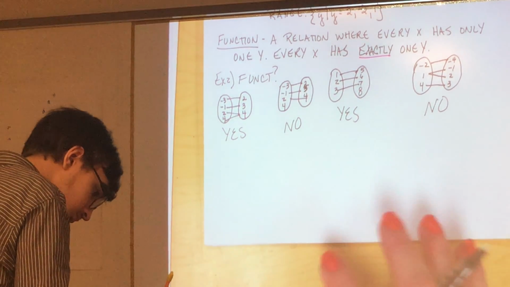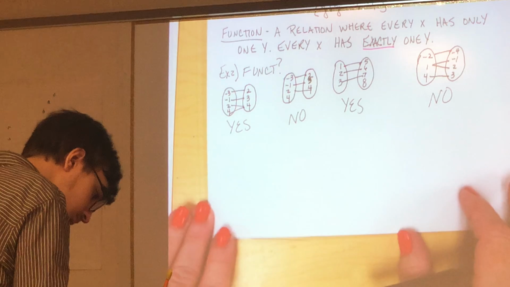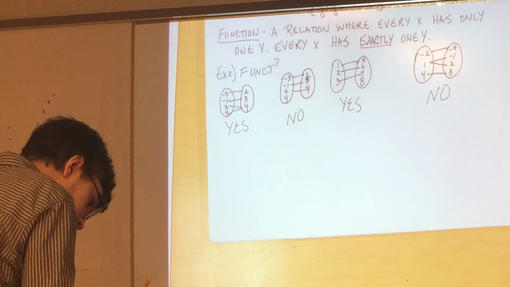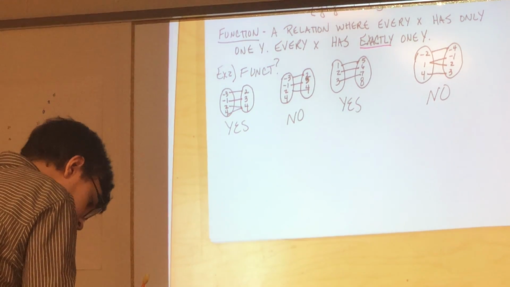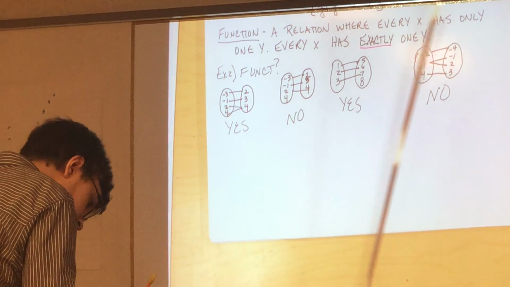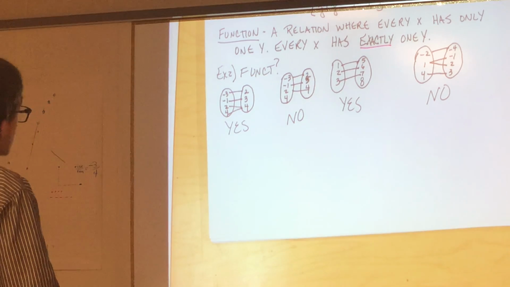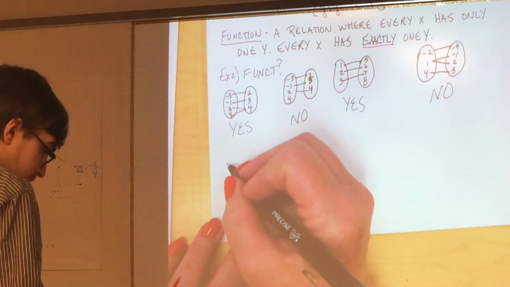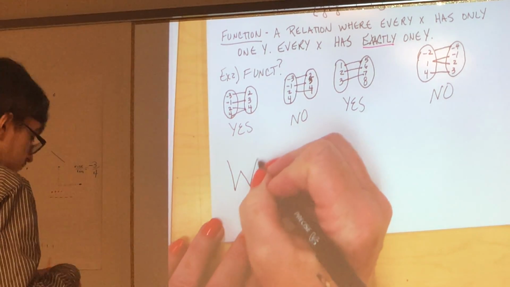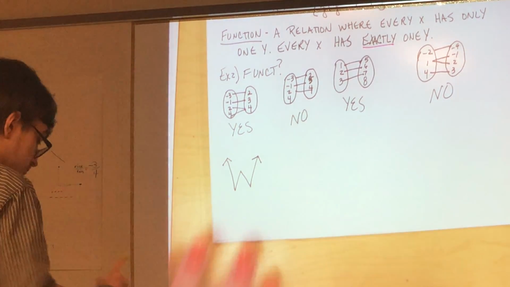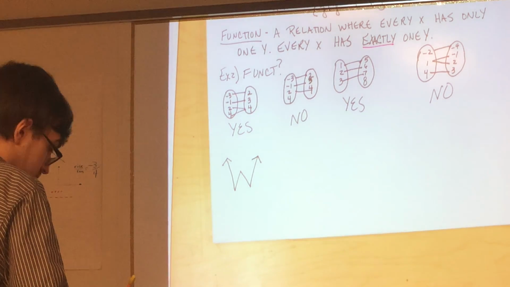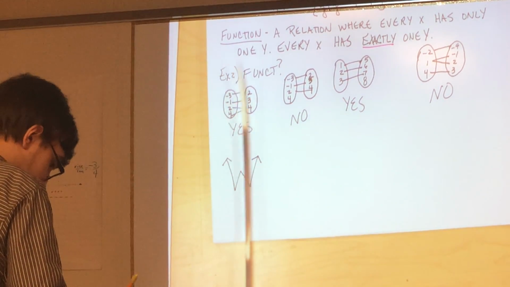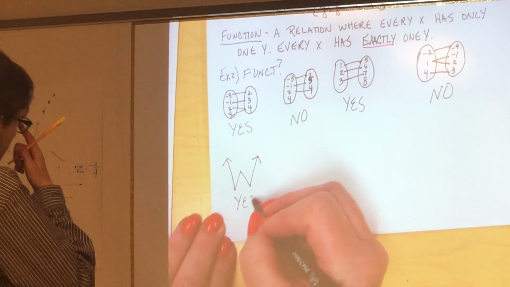Okay? So now we're going to do some graphs. I'm going to draw a graph up here and you're going to tell me. Now on a graph, what am I looking for it to do? Pass the vertical line test. As long as he passes the vertical line test, we know he is a function. Okay? So here's the first one. Does he pass the vertical line test? Yes, he does. He is a function.